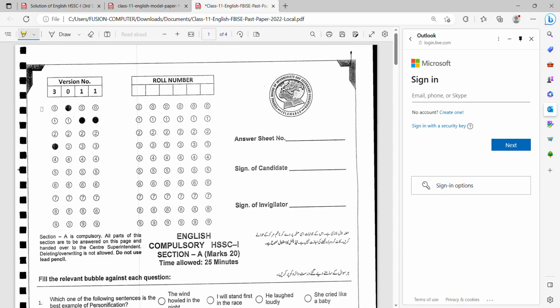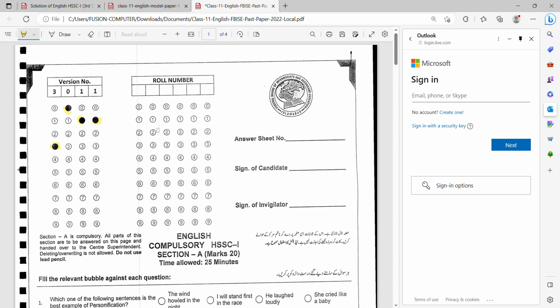Dear students, as you know, your paper has a specific version number given on it, like 3011. You will find the number 3 in the first column, and you will fill it with the marker. Next is the 0, so you fill the 0 digit. Next is the 1, and you fill the 1 digit with the marker. But keep in mind that your bubble should be properly filled. It should not be overfilled. Again, fill the 1 bubble here.